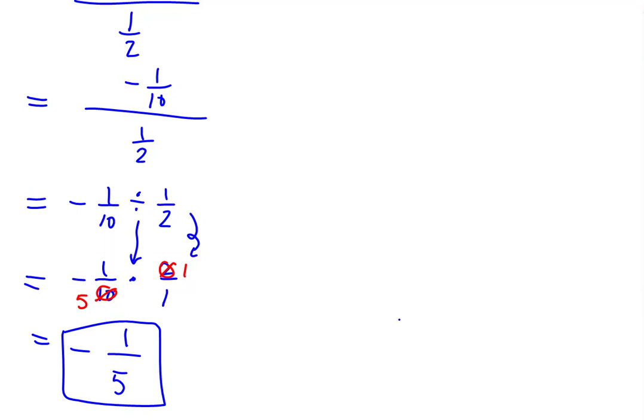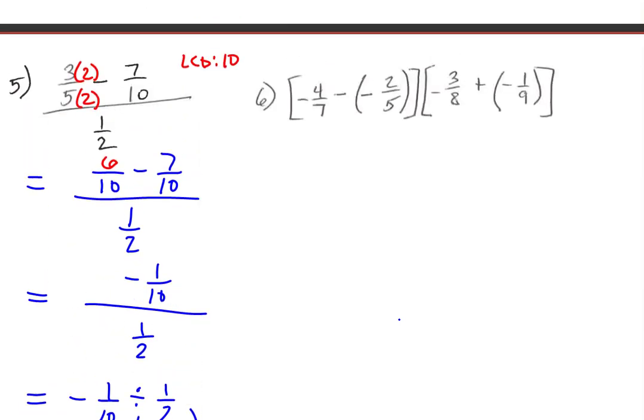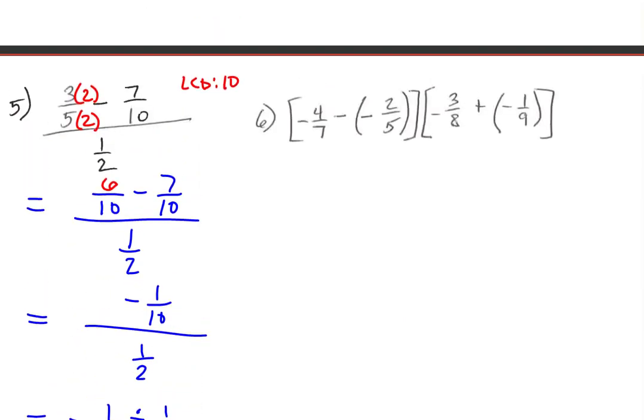If we go back up to the example 6 we have next to it and start over with this new one, let me begin by reading the problem. We have open bracket, negative 4/7 minus, open parenthesis, negative 2/5, close parenthesis, close bracket. Then we have another open bracket just right next to it, so negative 3/8 plus open parenthesis, negative 1/9, close parenthesis, close bracket.